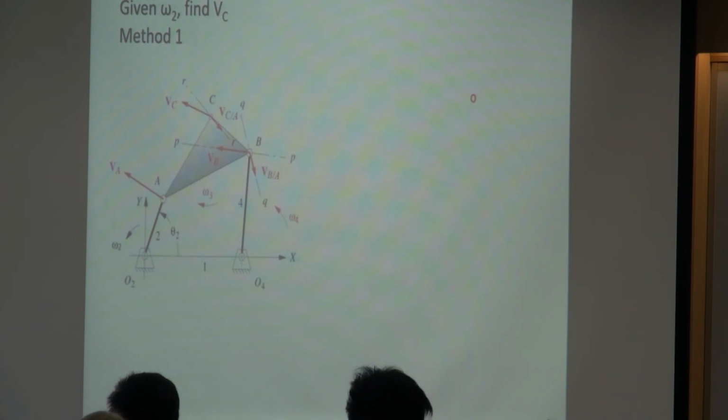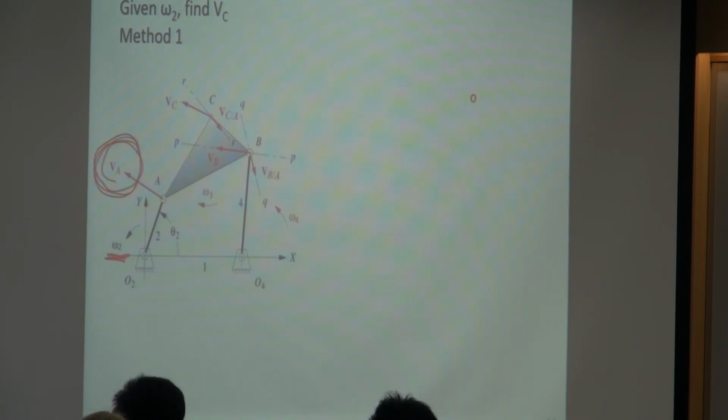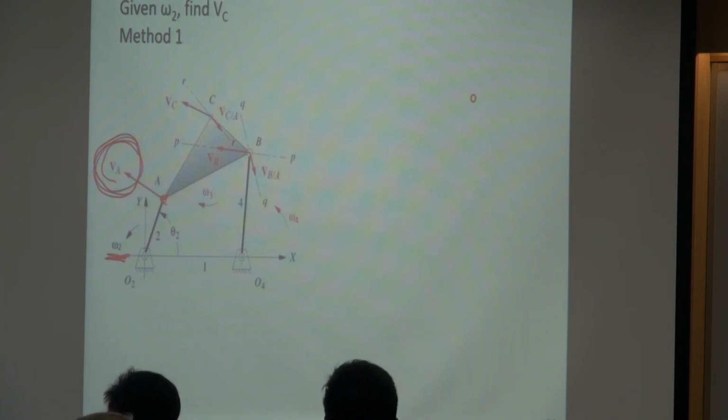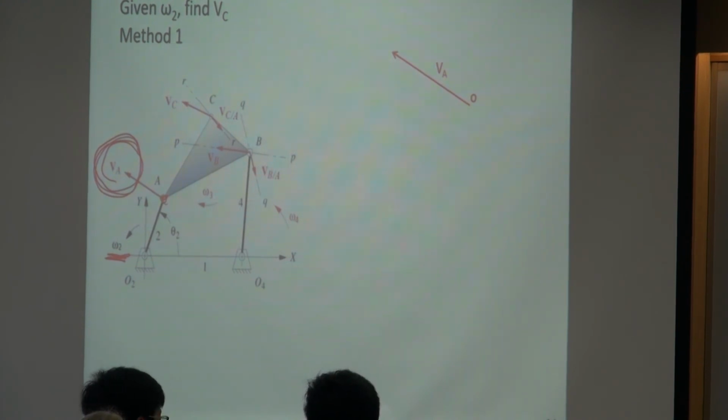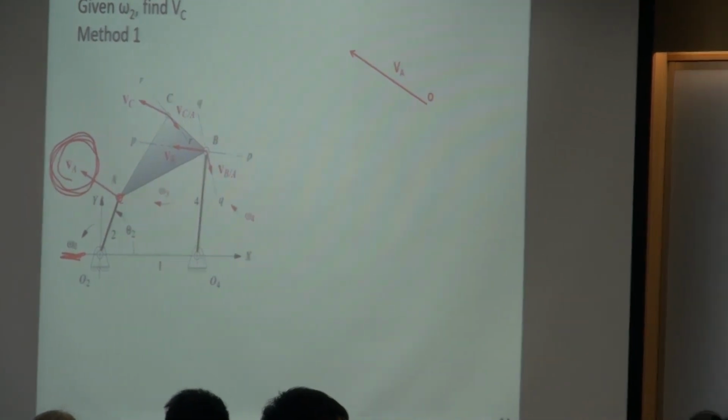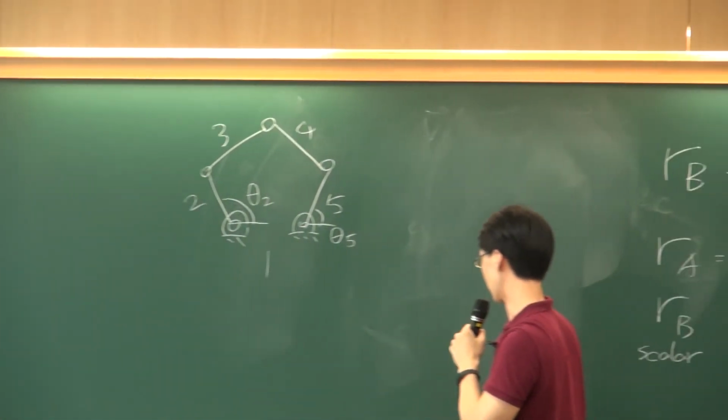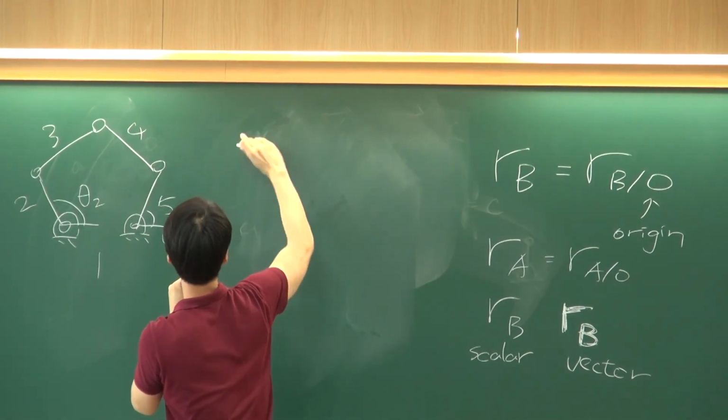So we know omega 2 here. How can we get VA? Suppose I want to know the velocity of point A first. How can we represent VA? What's the linear velocity of point A? VA is basically the radius times the angular velocity.